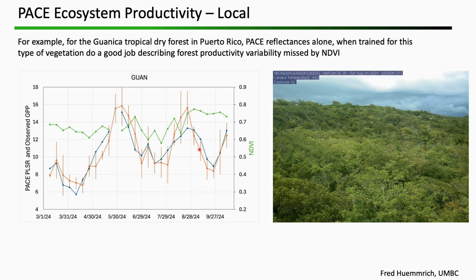And we can see that it does a really good job of tracking this pattern of increasing and decreasing productivity in comparison to the green line, which is NDVI. And we can see how NDVI really does not change at all through this drop and increase. And again, here and later in the season, it also is not changing at all in response to this. So PACE spectral data is able to provide information on the dynamics of this ecosystem that we just really can't see with NDVI.